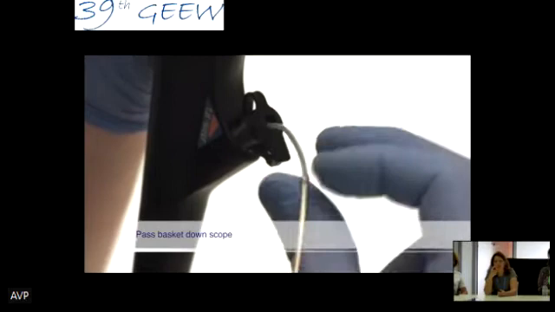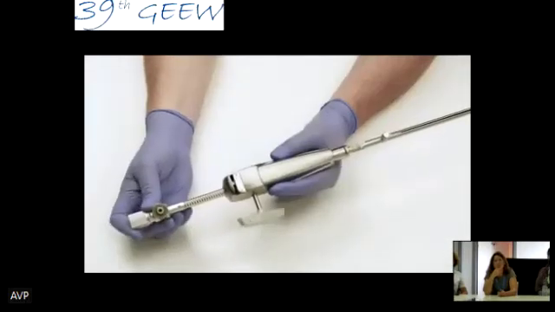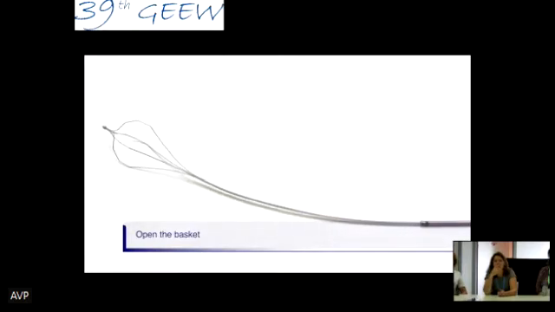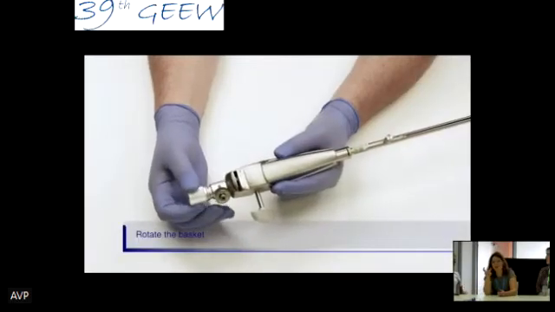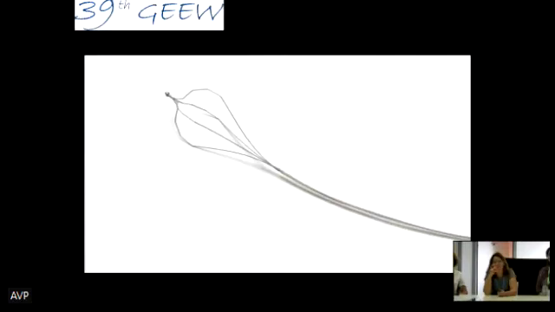So this is how the basket is introduced. You have the sheath, and you have this metal sheath outside that will crush the stone. So this is how you open the basket. You can rotate it to catch the stone. Just that with the tip that you do this. You see that you can turn it.